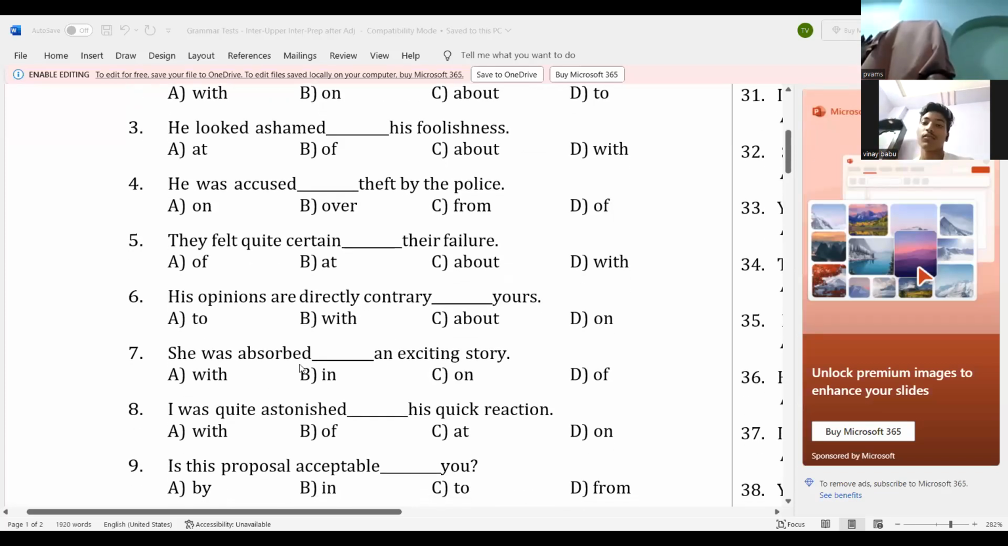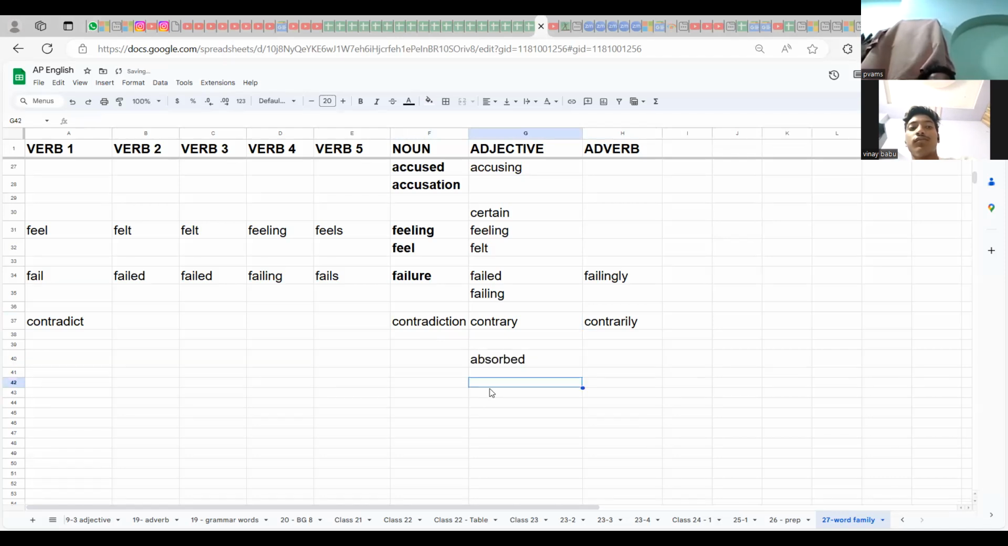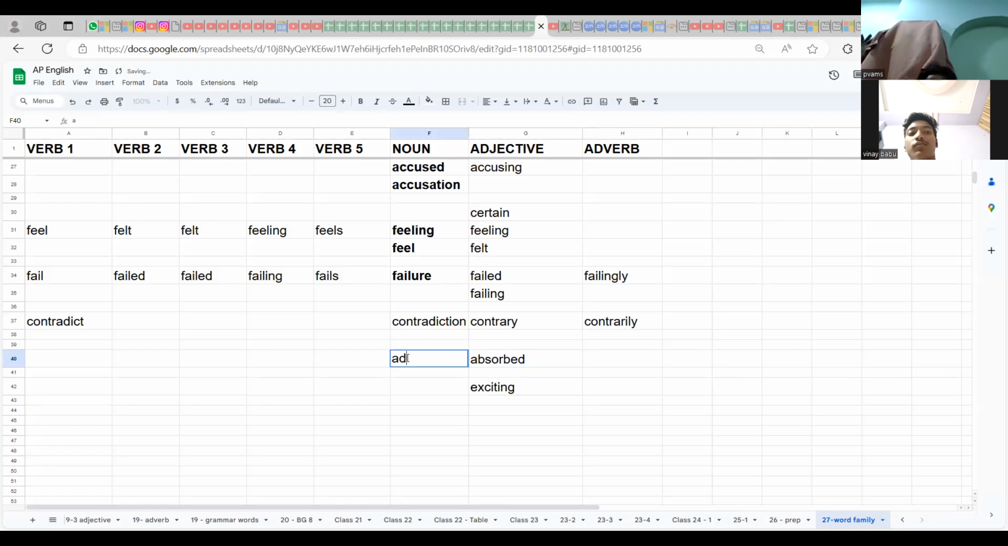He was absorbed in an exciting story. He was absorbed in an exciting story. See, absorbed. Absorption, note it down. That is going to become absorption. Absorbed is going to be absorption.